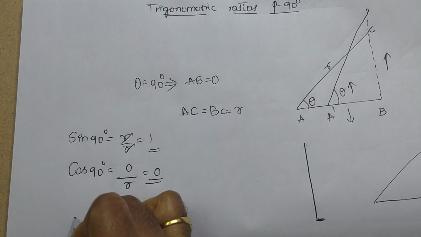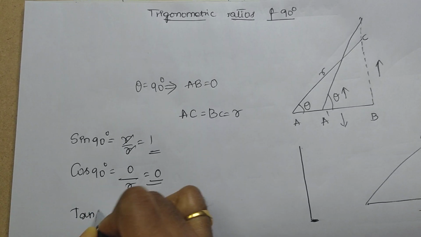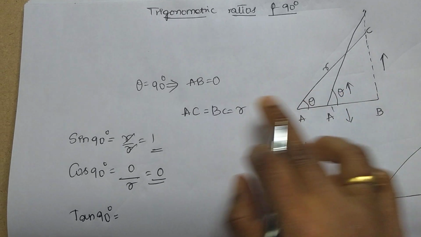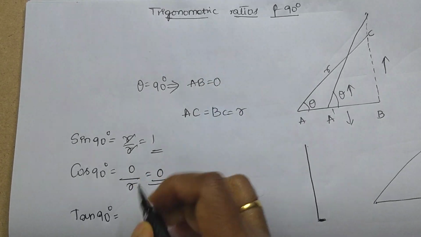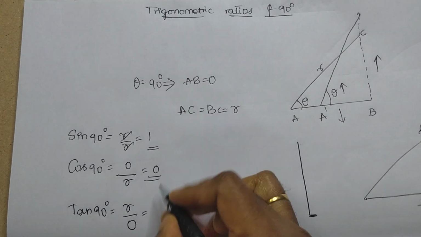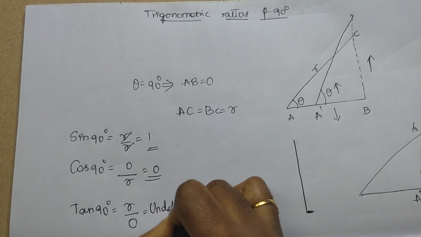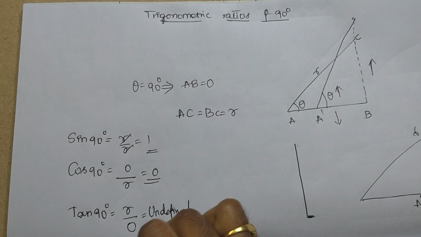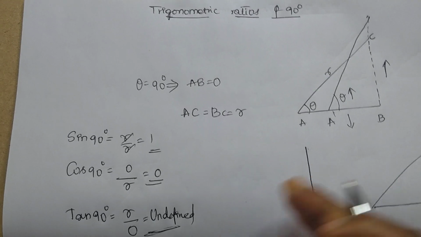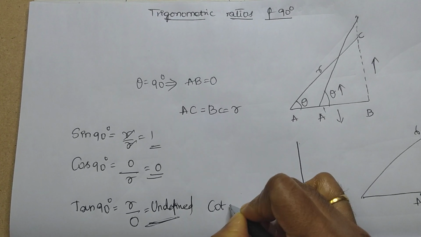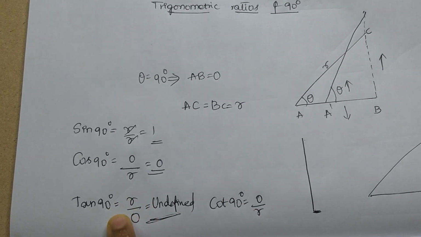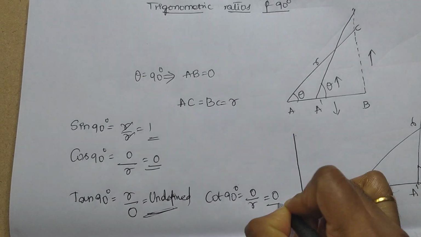Clear? So what is tan 90? Tan 90 is BC by AB. What is BC? R. AB is 0. So that becomes R by 0. If something by 0, then it is undefined. There exists no value. It is not defined. Clear? So once you get these three ratios, it's easy to find the other three ratios. It's just the inverse. So cot 90 equals how much? It is 0 by R. It's the inverse, right? So 0 by R will give 0.